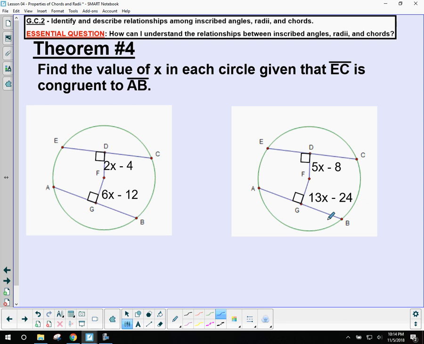All right, we're back. 6x minus 12 equals 2x minus 4. 13x minus 24 should equal 5x minus 8. I'm not going to solve these. Pretty self-explanatory. Y'all could do this. Cool.